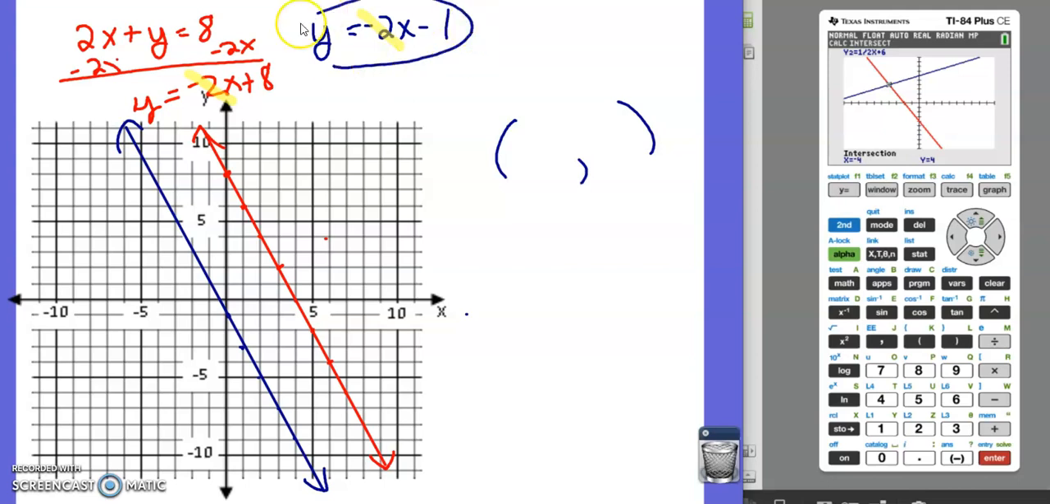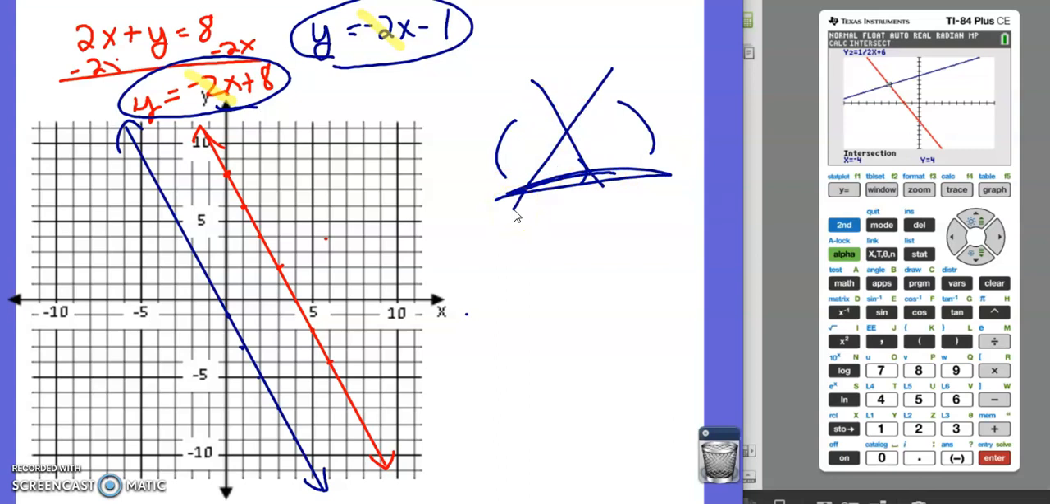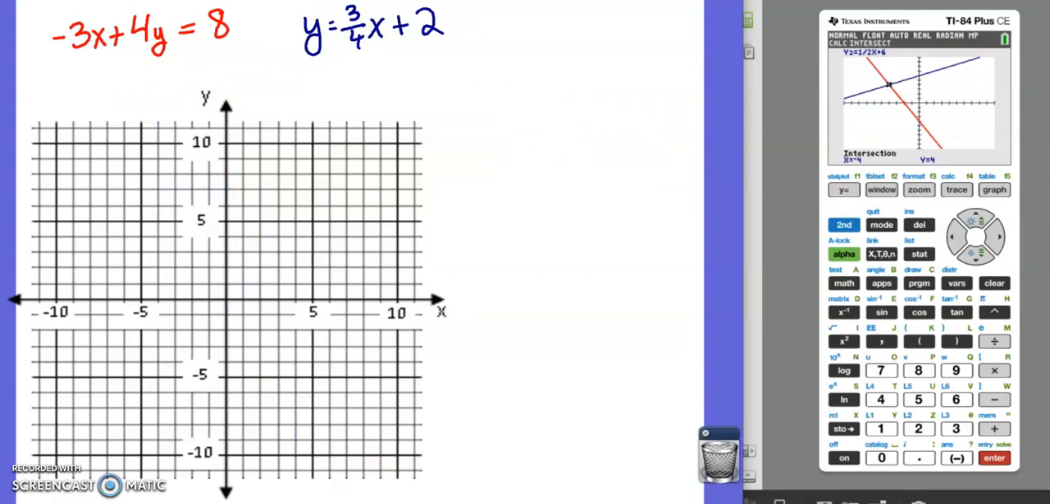So if you happen to notice that the lines are parallel, you don't really have to do anything else. You automatically know that there is no answer. There is no point of intersection with parallel lines. So there's another scenario like here. If I started graphing the red and started graphing the blue, something else is going to happen.